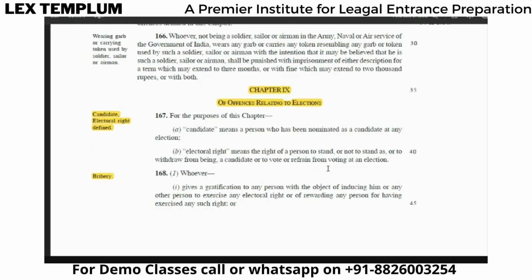So candidate's electoral right has been defined. Candidate means a person who is nominated as a candidate. Electoral right means the right of a person to stand or not to stand or to withdraw from being a candidate, to vote or refrain from voting at an election. So this definition आप पढ़ लीजिएगा, that is important. What is an electoral right?